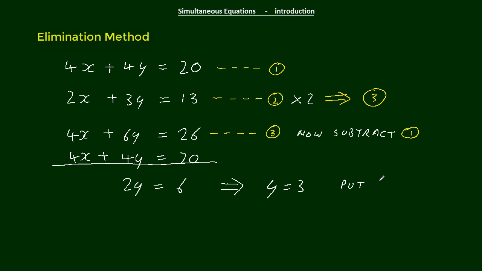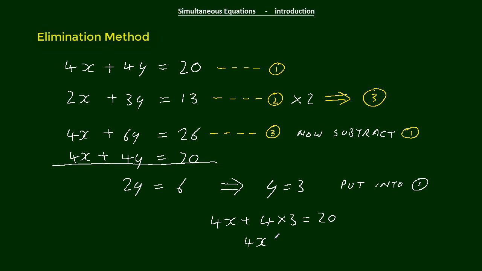Put y equals 3 into equation 1. So we're going to substitute it into 1 now. 4x plus 4 times 3. The value of y equals 20. 4 3s are 12. Take the 12 from the 20.